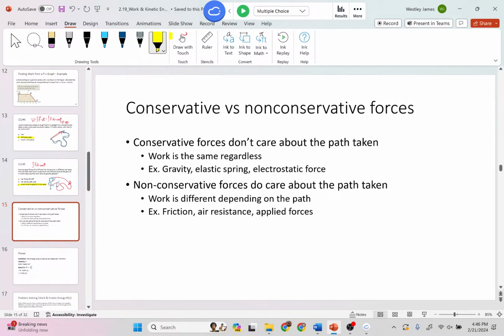Okay? So we have this conservative and non-conservative. The reason they're called conservative is we're going to learn eventually about conservation of energy. And with conservative forces, what you start with is what you end with, and you can go backwards and kind of get that energy back. You can't get the energy back from friction. Once it's gone, it's gone.